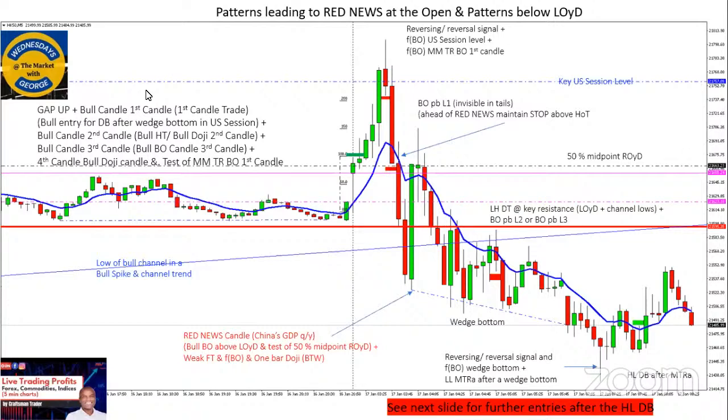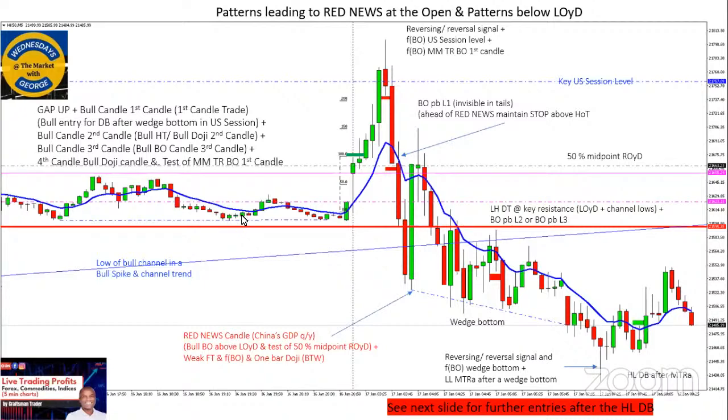Okay. Bull entry for double bottom after wedge bottom, key. So the US session is absolutely key. It's given us a lot of information. It's given us a key level. It's also clearly told us that towards the end of the US session, a wedge bottom was created. Now, a wedge bottom is a reversal pattern.